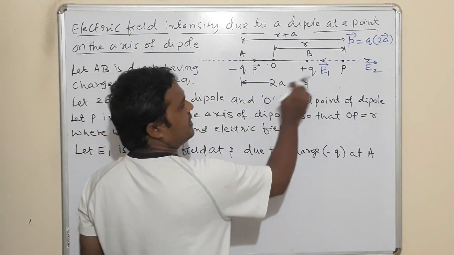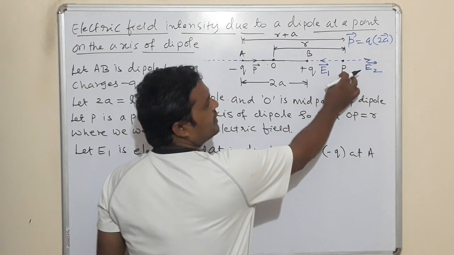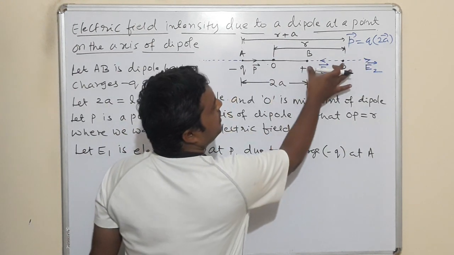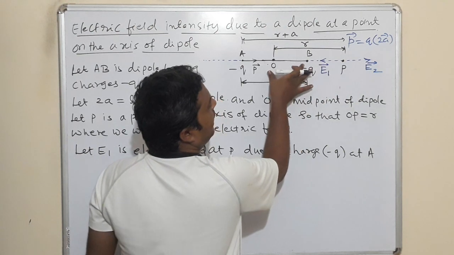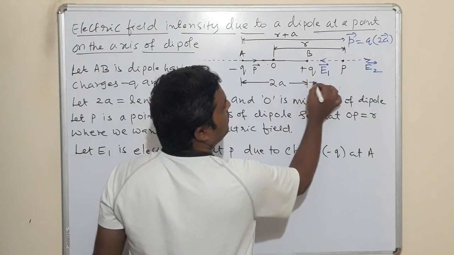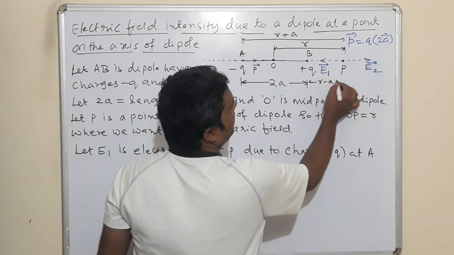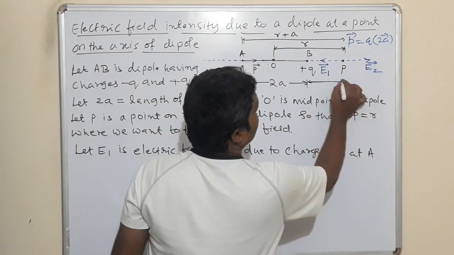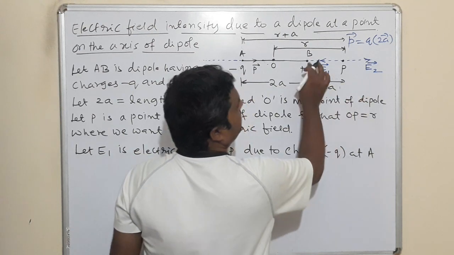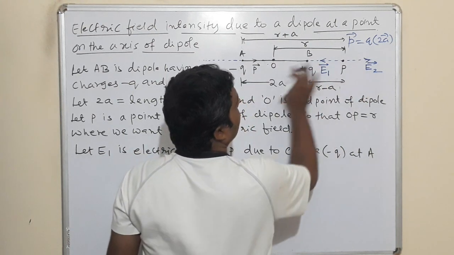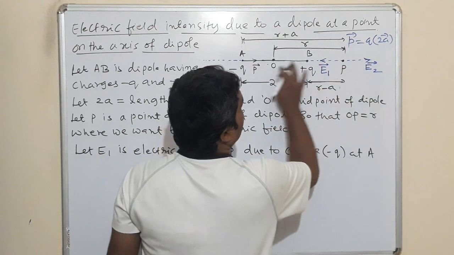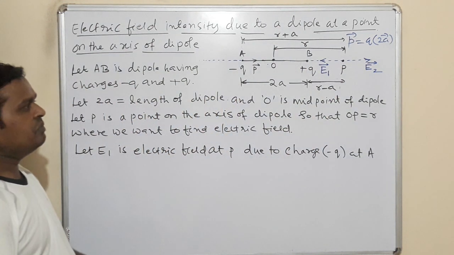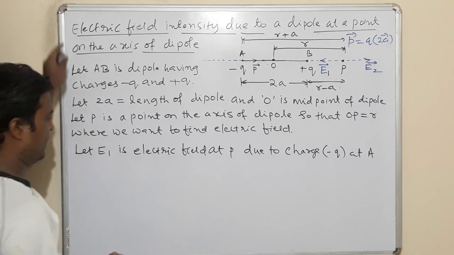Then can you see what is the distance between this charge and this point? This total is R minus A. This distance will be R minus A. Clearly we should understand this distance is R minus A. This is R, this is A. In this R, if you subtract this A, you will get R minus A. Then you can write this very clearly.